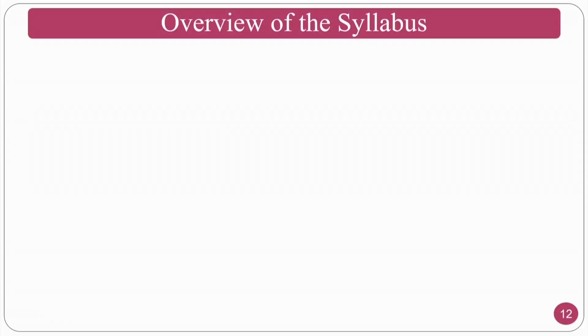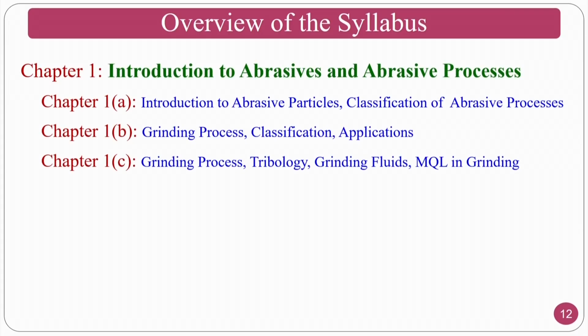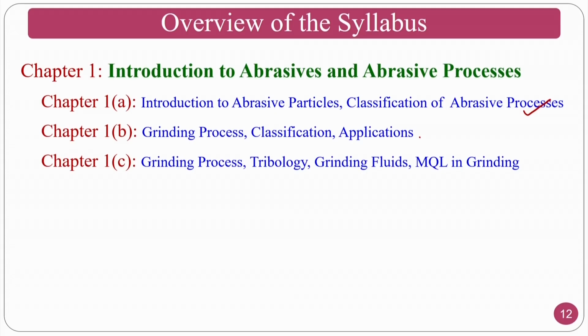Coming to the syllabus of this course on Introduction to Abrasive Machining and Finishing Processes, the overview of the syllabus: Chapter 1 deals with introduction to abrasive particles, classification of abrasive processes and other things. I am dividing a particular chapter into 3 classes; it may sometimes go beyond 3 classes or end in 2 classes itself. The first division is chapter 1A, Introduction to Abrasive Particles and Classification of Abrasive Processes. The second is the grinding process and its classifications, applications, grinding fluids and other things.